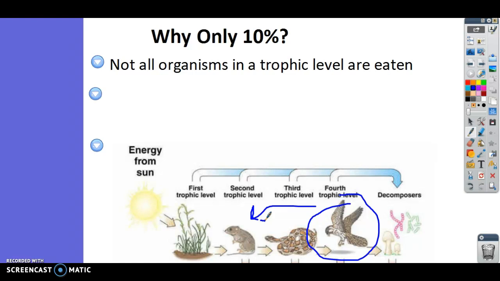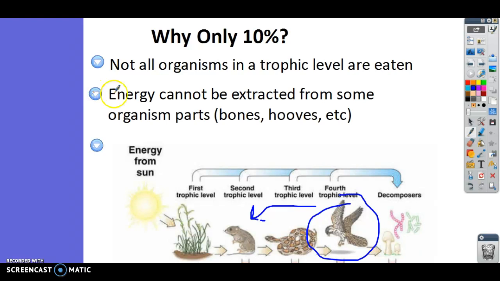You might not eat its antlers. You're probably not going to eat its bones. You might not eat its hooves. So some of this energy in the animals is in their hooves, in their bones, but we don't eat those because we can't digest them. So only 10% of the energy goes to the next level because we can't get energy from some of the organism's parts.